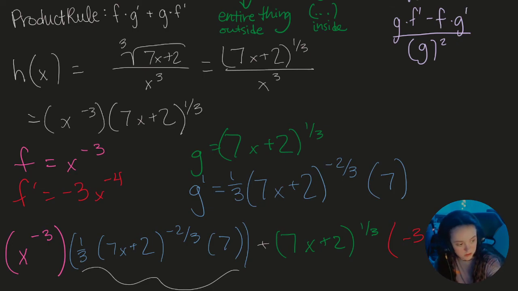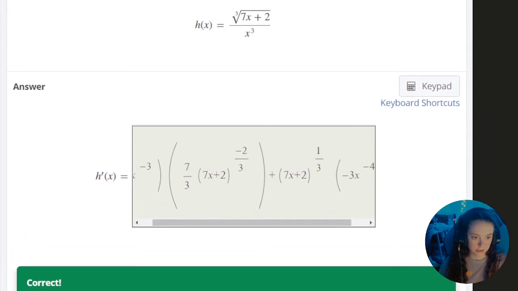plus 7x plus 2 to the 1/3 power times negative 3x to the negative 4th power. I believe that should be correct. And it is. Just so that y'all can see, it is correct.